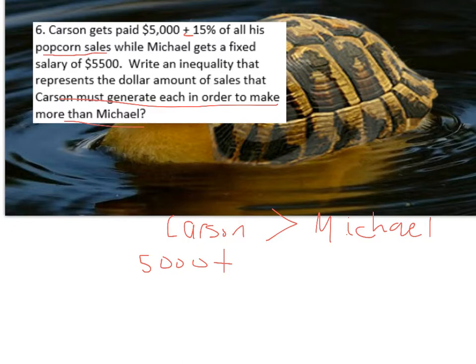So we're going to represent that with a variable. We'll say x. And 15% we need to turn into a decimal first, so we're going to do 0.15. It needs to be a decimal because we don't really work with percents in equations. We turn them into decimals first. And like I said, popcorn sales is going to be x. That needs to be greater than what Michael makes. Michael simply makes $5,500. And since it just says write an inequality, that's our answer. Okay, I suppose if you had to solve, I would subtract 5,000 from both sides and then divide by 0.15.